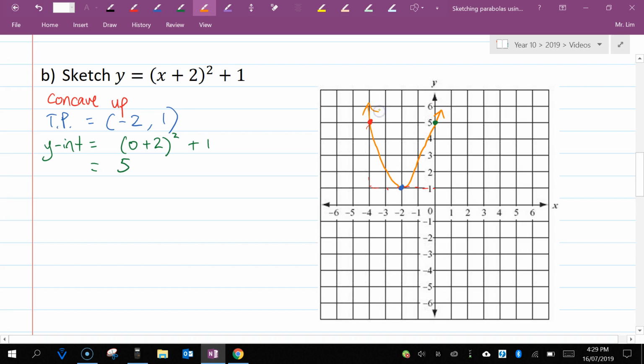Don't forget the arrows. And label it y is equal to (x plus 2) all squared plus 1. That's it.